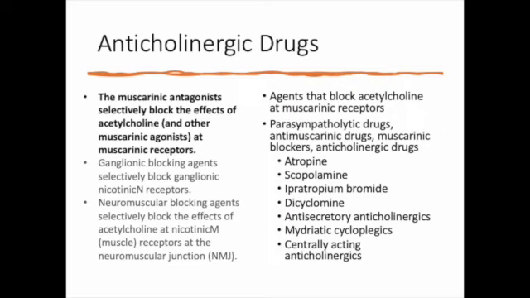So there's three categories of anticholinergic drugs that block acetylcholine. And these categories are the muscarinic antagonists, the ganglionic blocking agents, and neuromuscular blocking agents. Again, all three are blocking the actions of acetylcholine. But of the three, muscarinic antagonists are the most commonly used in healthcare.